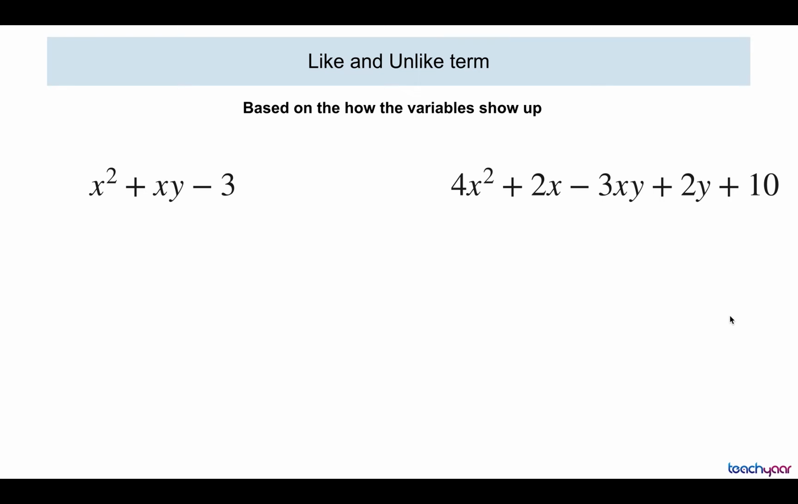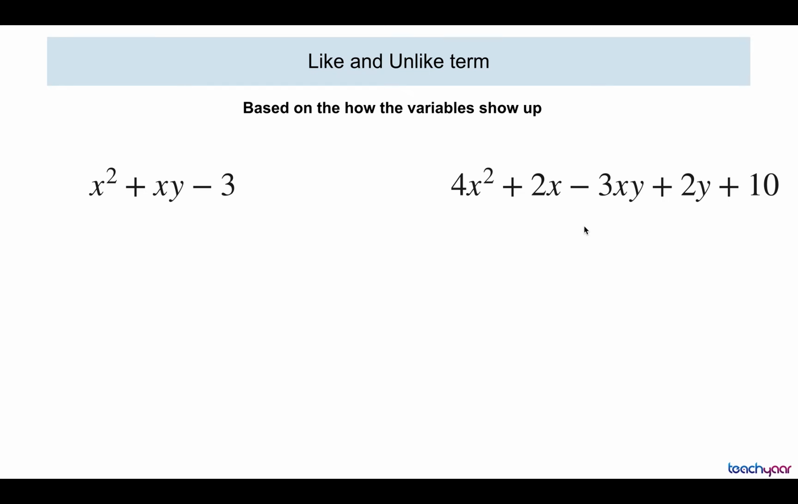Unlike terms is when the combination of variables is different. So 2x and minus 3xy are unlike terms, because one is x and the other is xy. x square and 2x are unlike terms because one has the variable combination x square, and in here it's x. So that's what we mean by like and unlike terms.